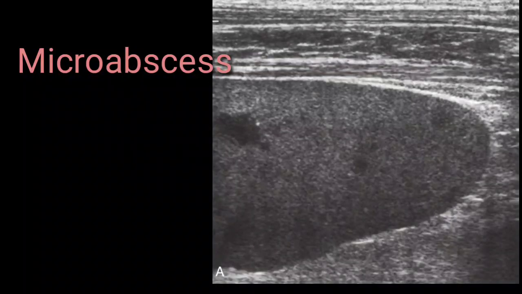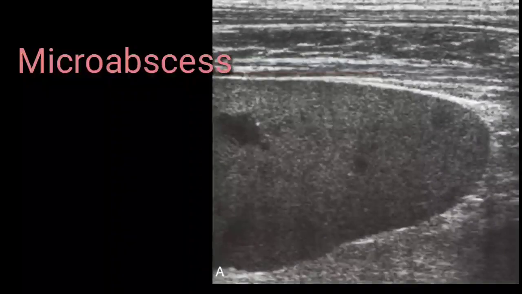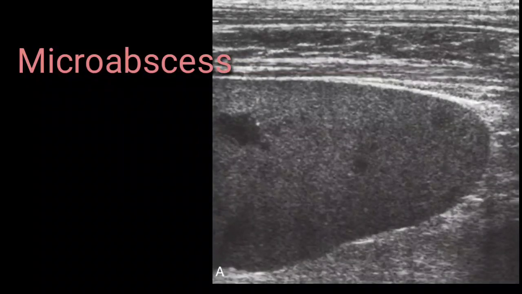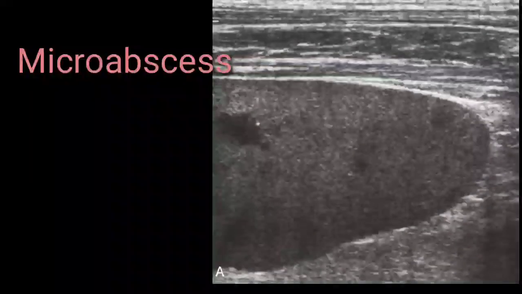Small hypoechoic areas can be seen in the upper pole. These are localized collections and these are called abscesses. Rather, you can call them micro abscesses. These can be due to bacteria, or may be caused by parasites or even fungi. Take the measurement of these abscesses in 3 dimensions and estimate the volume.